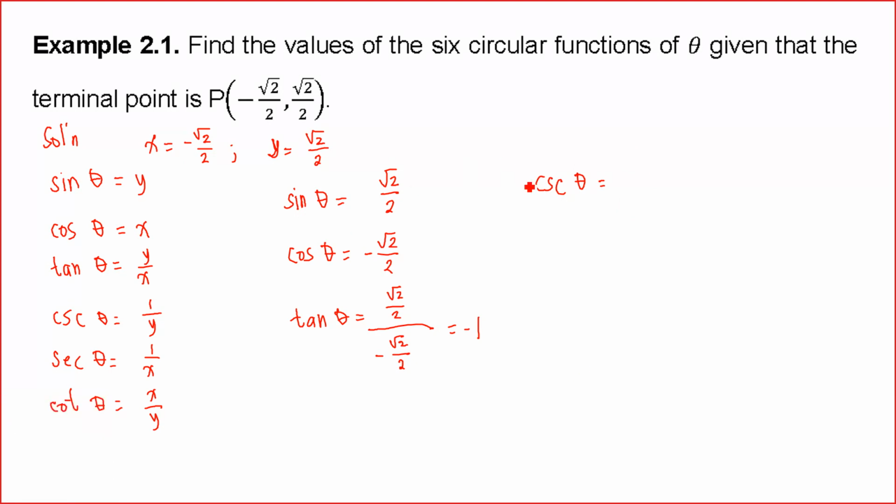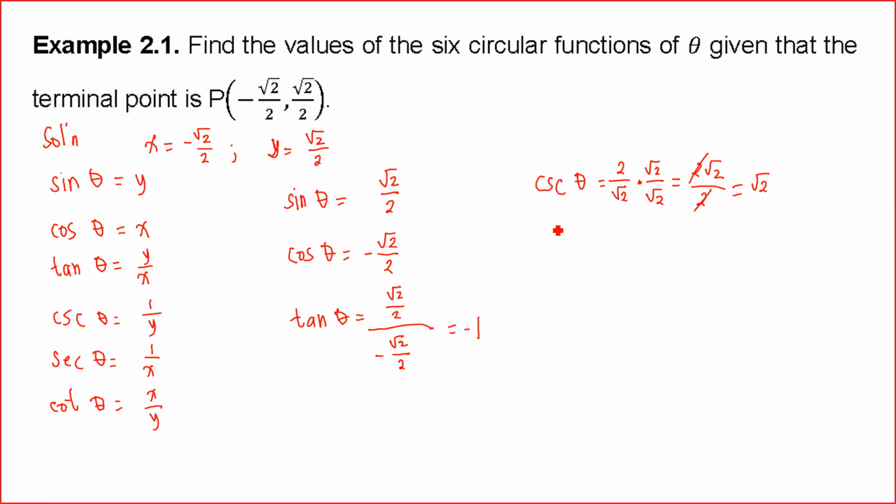Okay. So, the reciprocal of this one is 2 over square root of 2. We have to rationalize the denominator, so we multiply the numerator and denominator by square root of 2. Here, 2 times the square root of 2 is 2 square root of 2, over square root of 2 times the square root of 2, which is 2. We have the same numerator and denominator, so we divide that out. So that's equal to square root of 2. In other words, the cosecant theta is equal to square root of 2.